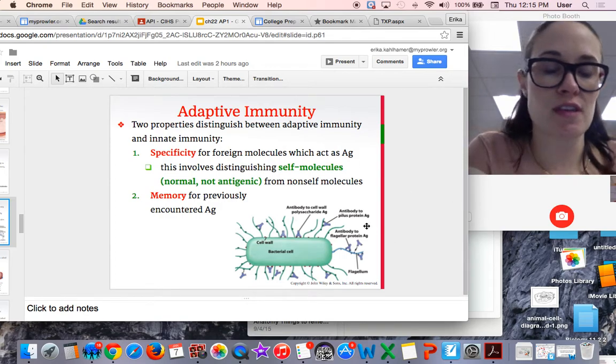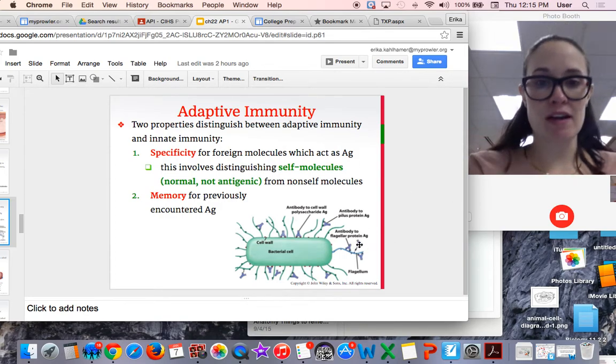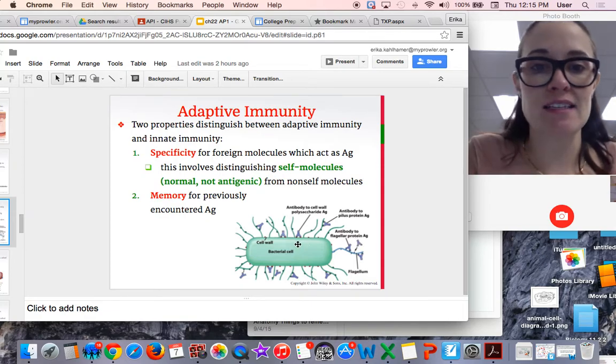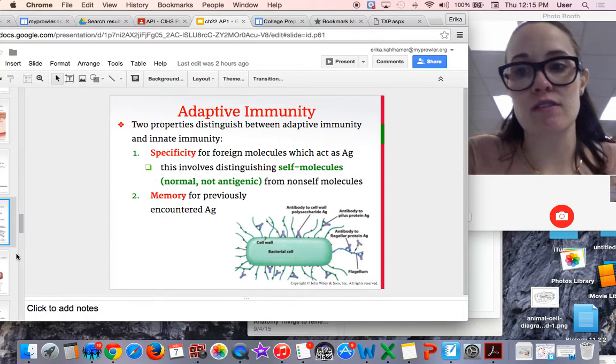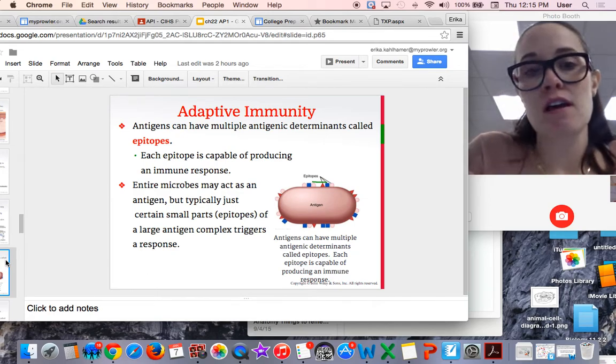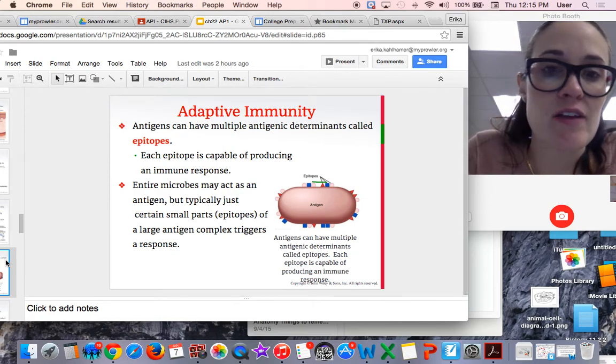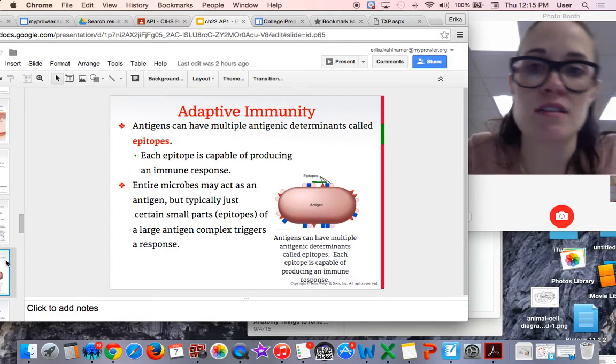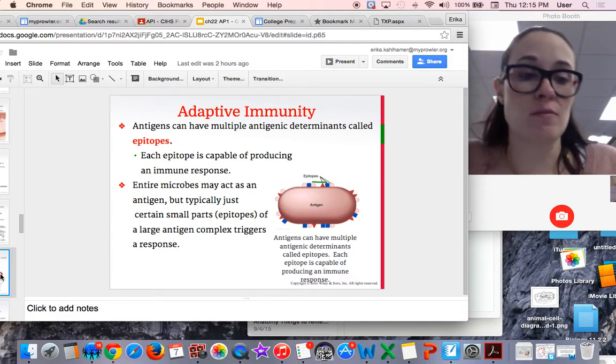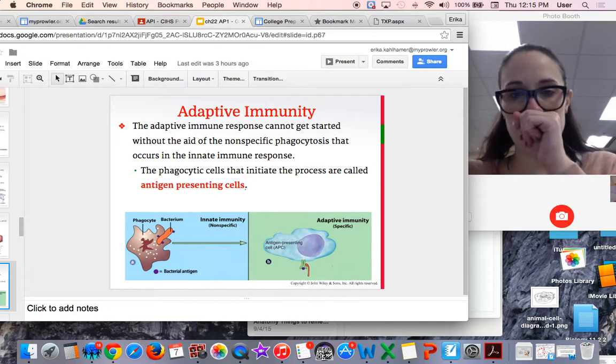This just shows the interaction between the antibodies, that are like little Y-shaped things, and the antigens. They bind to each other, thus marking it for destruction. On top of the surface of antigens, there can be multiple epitopes, and every epitope can elicit or cause an immune response or the development of an antibody.